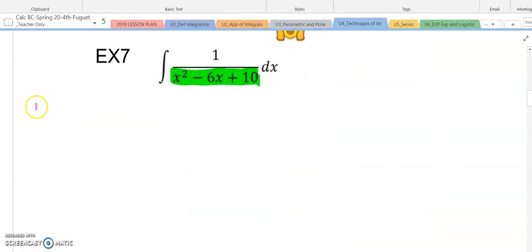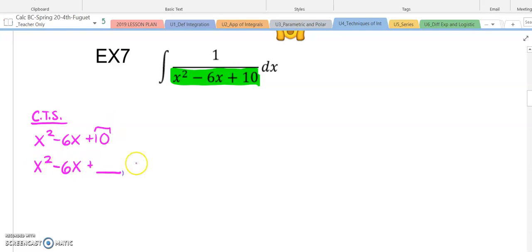So let's first go ahead and take care of the completing the square process. When we do that, we're going to look at the expression x squared minus 6x plus 10. And there's a couple different ways to do this. You could take this 10 and break it down, but I'm going to show you the more generic way that we could go about this, okay?